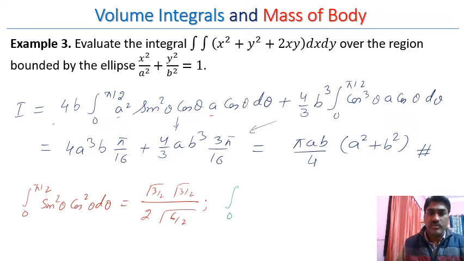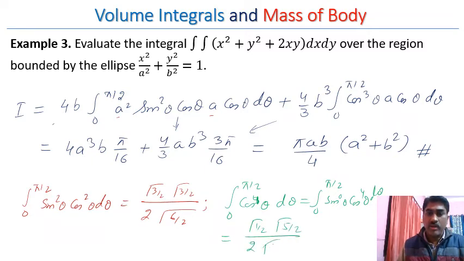Similarly, the second integral, 0 to pi by 2 of cos to the power 4 theta d theta. Here the power of sine is 0, so you can write it as the integral from 0 to pi by 2 of sine to the power 0 theta cos to the power 4 theta d theta, and this will be written as gamma 1 by 2 gamma 5 by 2 over 2 gamma 6 by 2. So this is how you evaluate it and how I have written this directly. You can evaluate this, and you must remember that gamma 1 by 2 is equal to square root of pi.